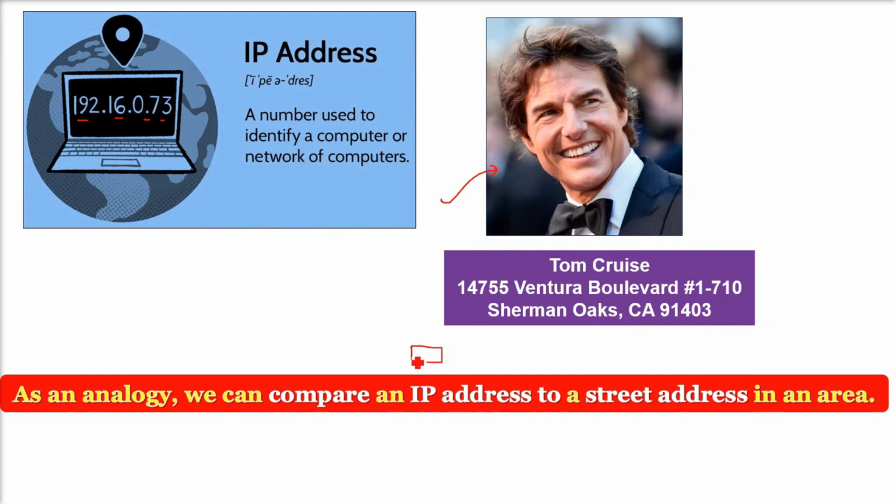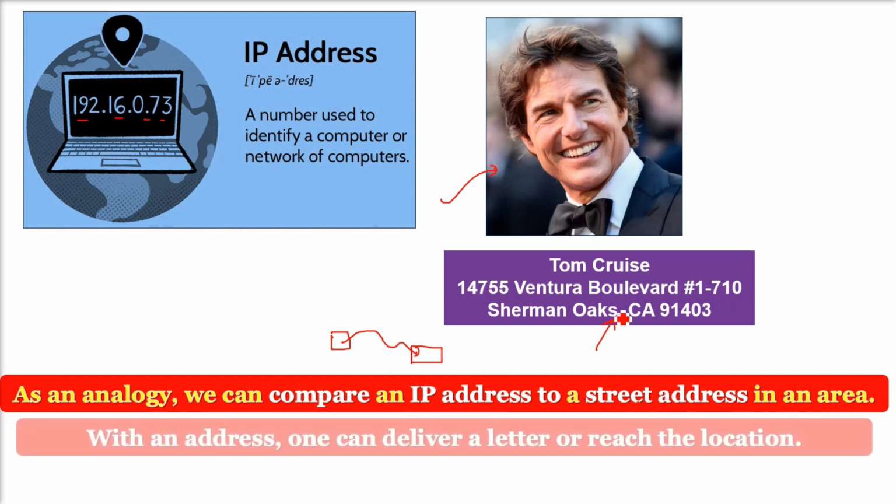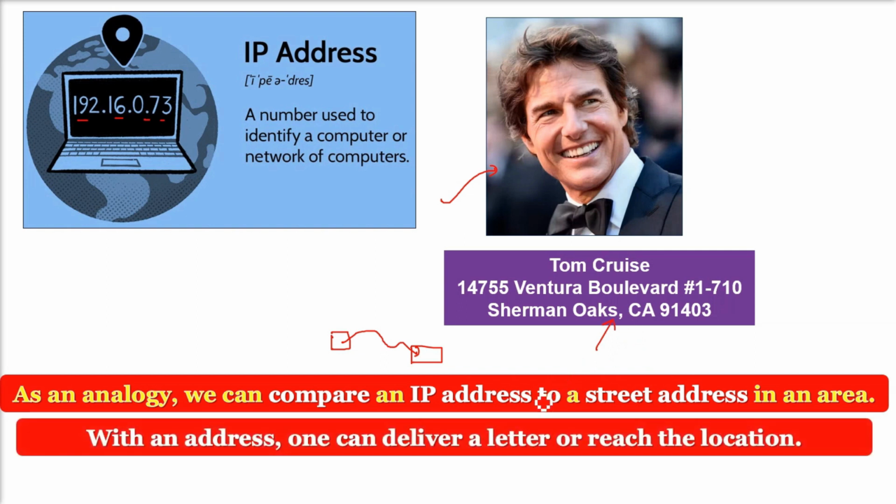So you can take an analogy, how we can compare an IP address to a street address in the area. If you want to go to a particular person, meet him, you need a street address. But if you want a particular computer, the data to be delivered, you need an IP address. So with this address, like this Tom Cruise address, one can deliver a letter, go to the location, meet him. This is what is done by the IP address.